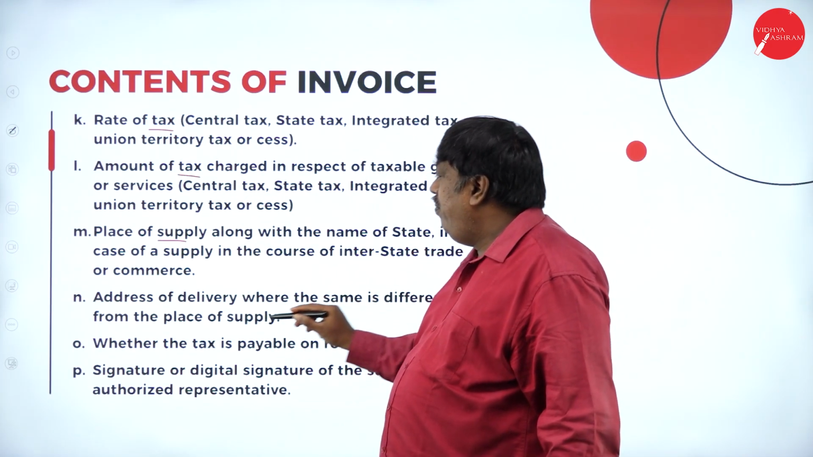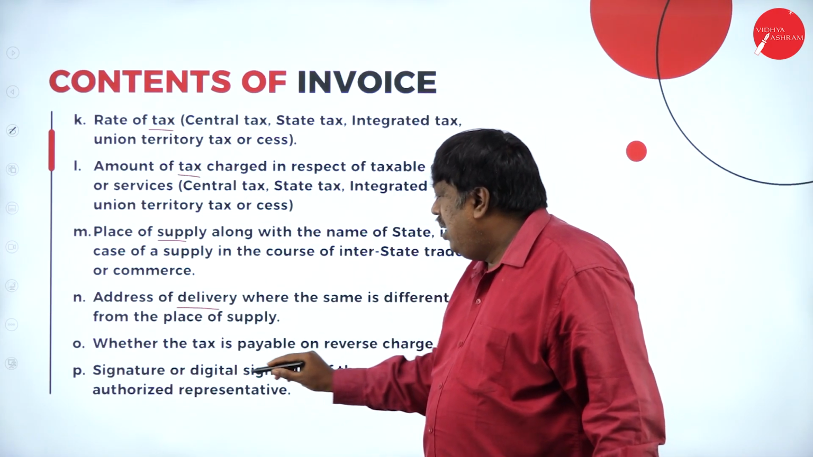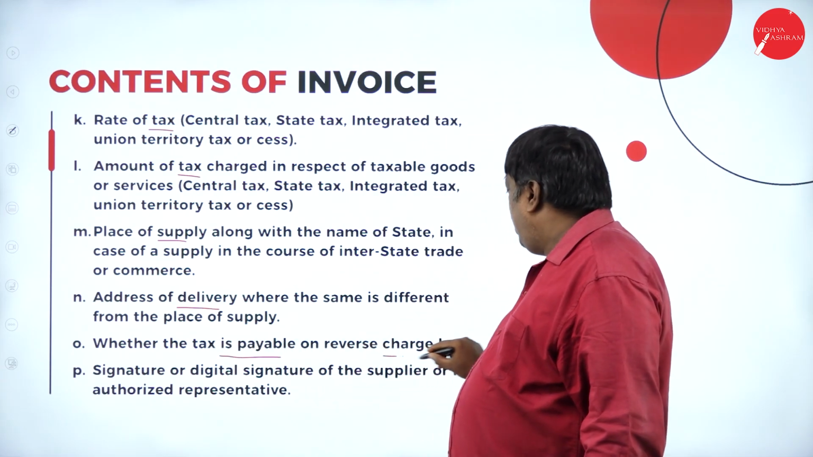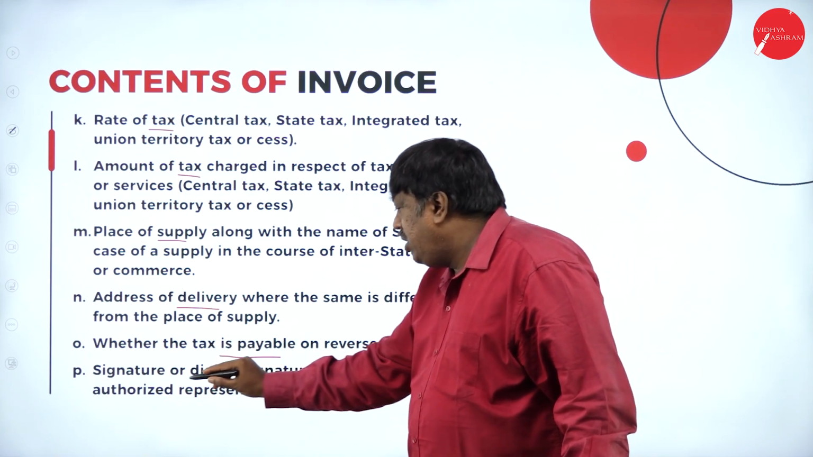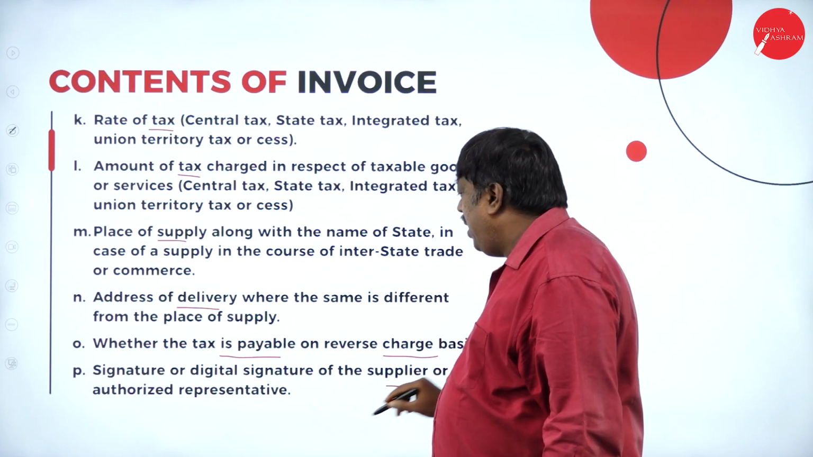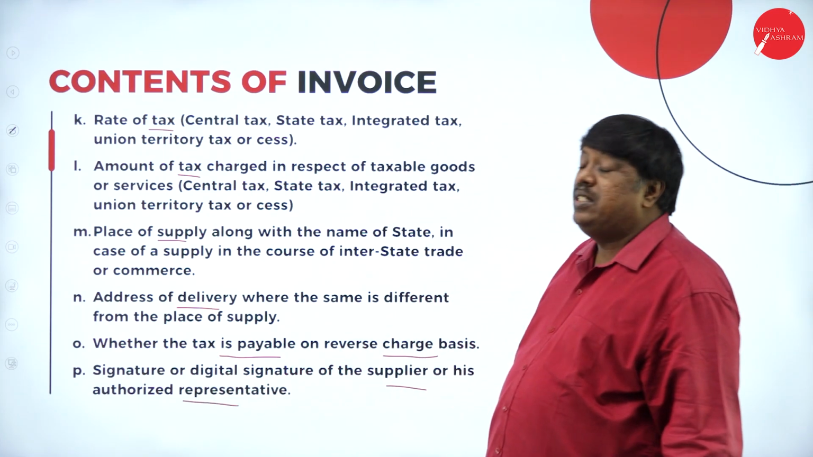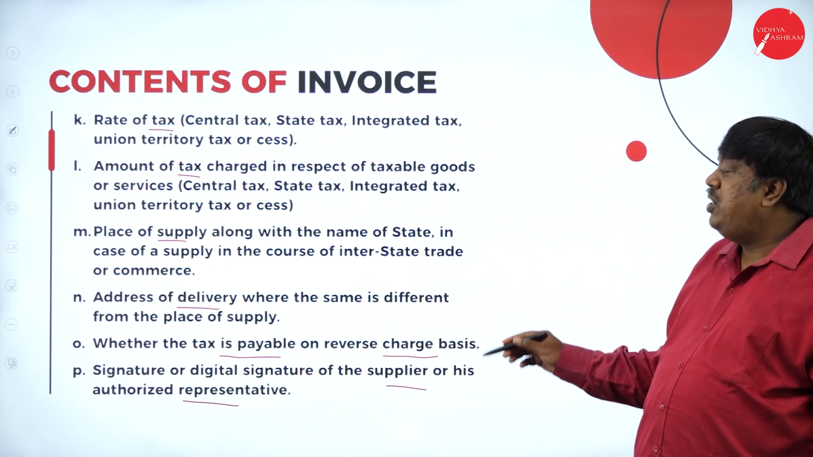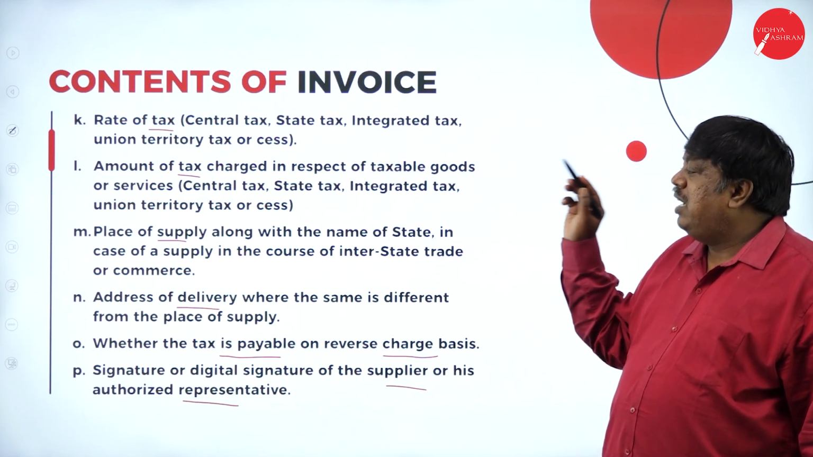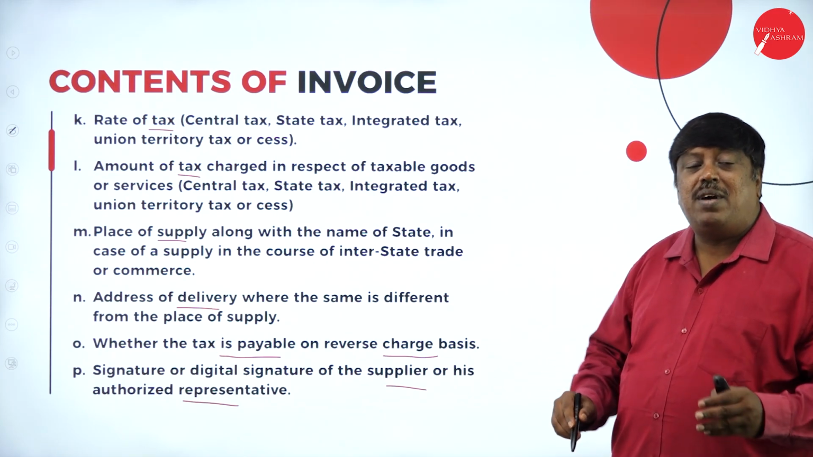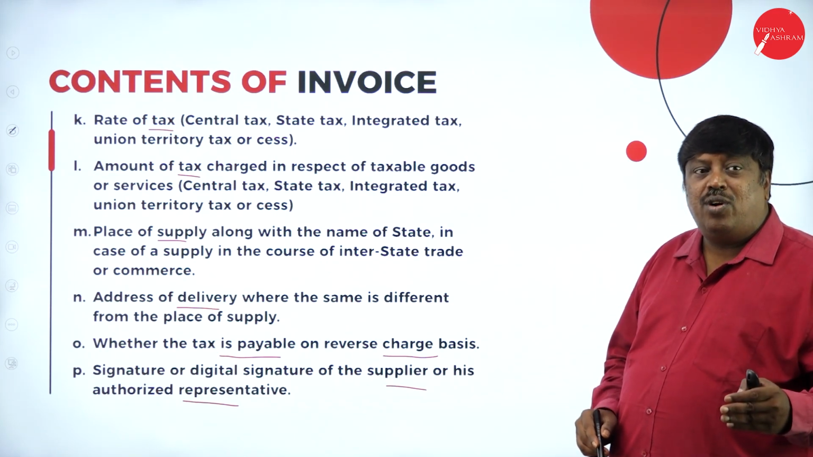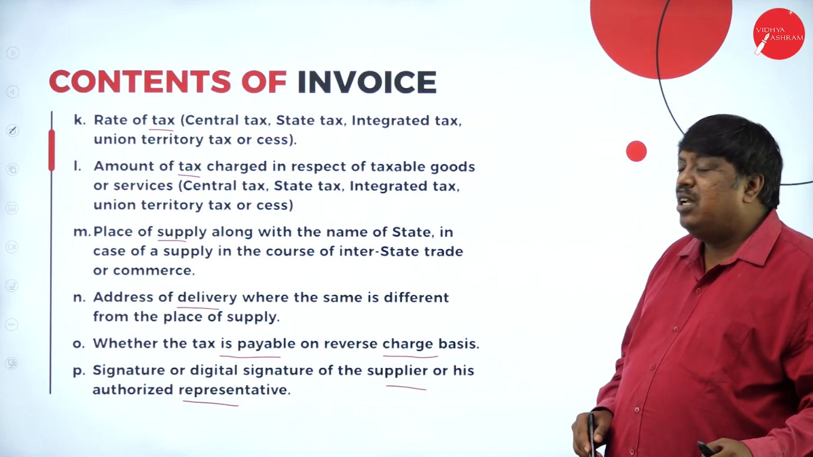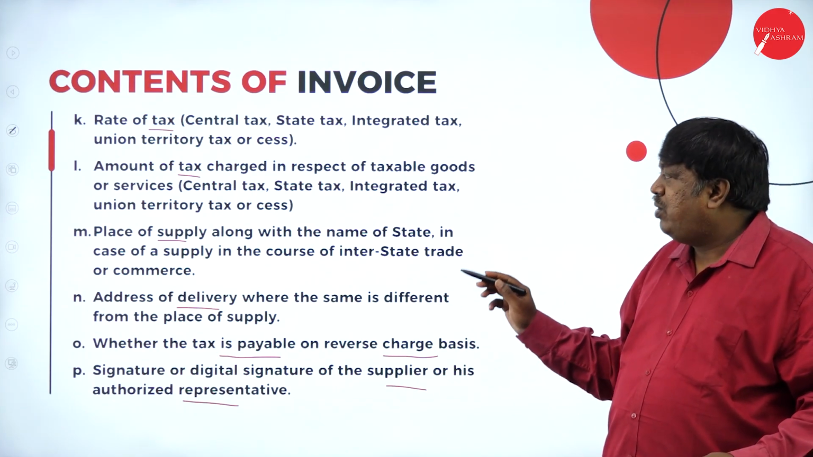Place of supply, address of delivery, whether tax is payable on reverse charge basis or not, signature or digital signature of the supplier or the authorized representative. All this information is compulsory in the invoice. There may be a 10 marks question: what do you mean by invoice, and explain its contents. So this is the information we have to record.